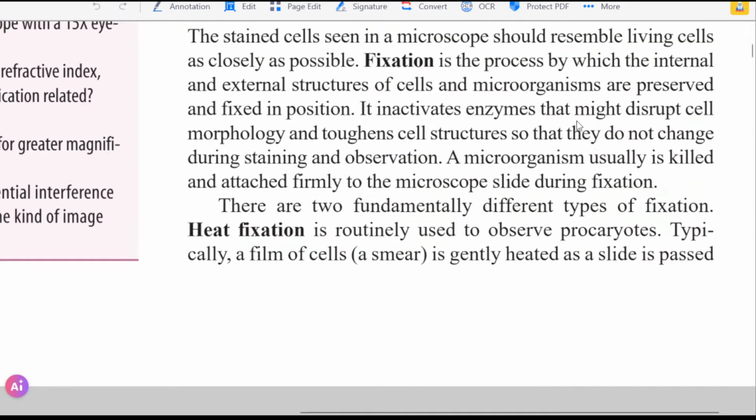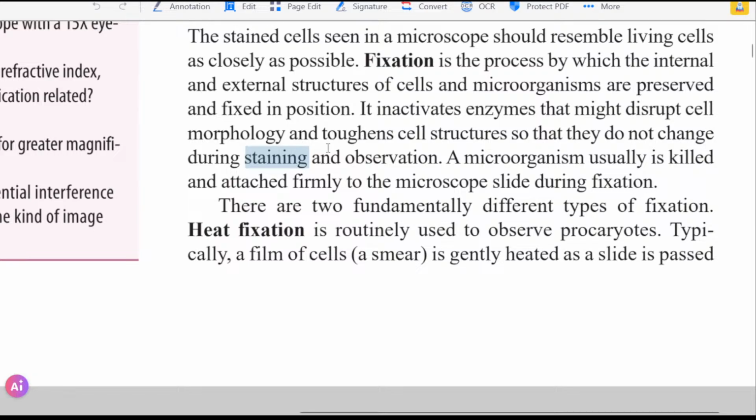So it inactivates the enzymes that might disrupt the cellular morphology and toughens the cellular structure so that it does not change during the staining and observation. By the way, remember that staining is quite rough on some kinds of cells. So the fixation process makes it possible for the cells to adhere to the surface and strengthens the cell to be able to cope with these highly reactive, or you can say strong, acids or dyes. It can be basic though.